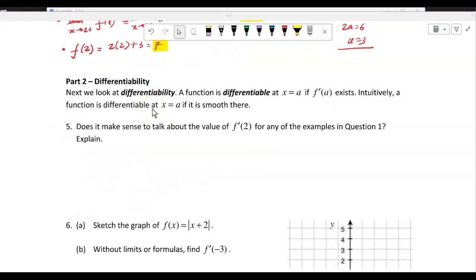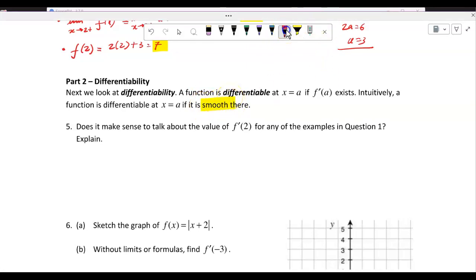So limit, continuity, now differentiability. Three things, three concepts. A function is differentiable at x is equal to a if the derivative exists. Intuitively, a function is differentiable at x is equal to a if it is smooth there. It has to be smooth. It cannot be a cusp.